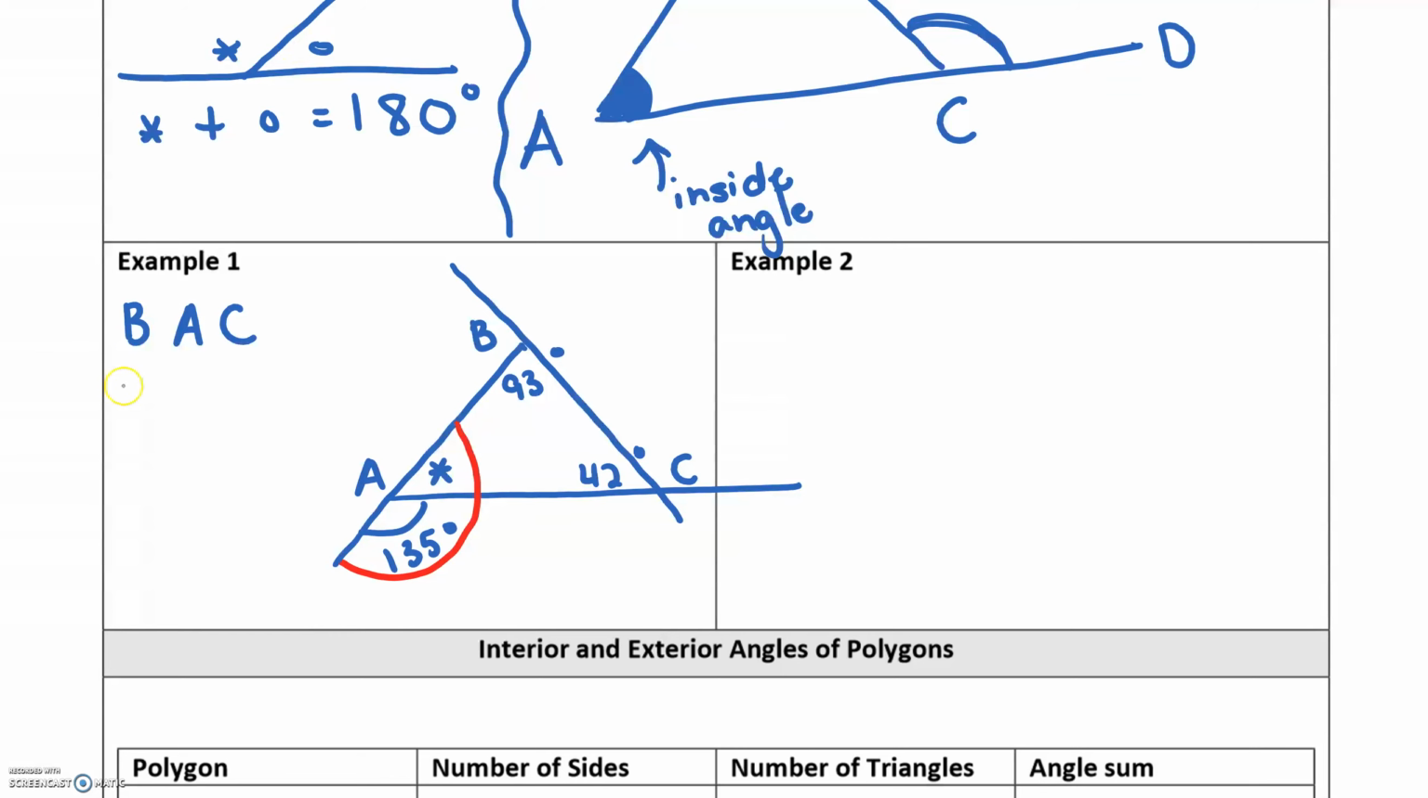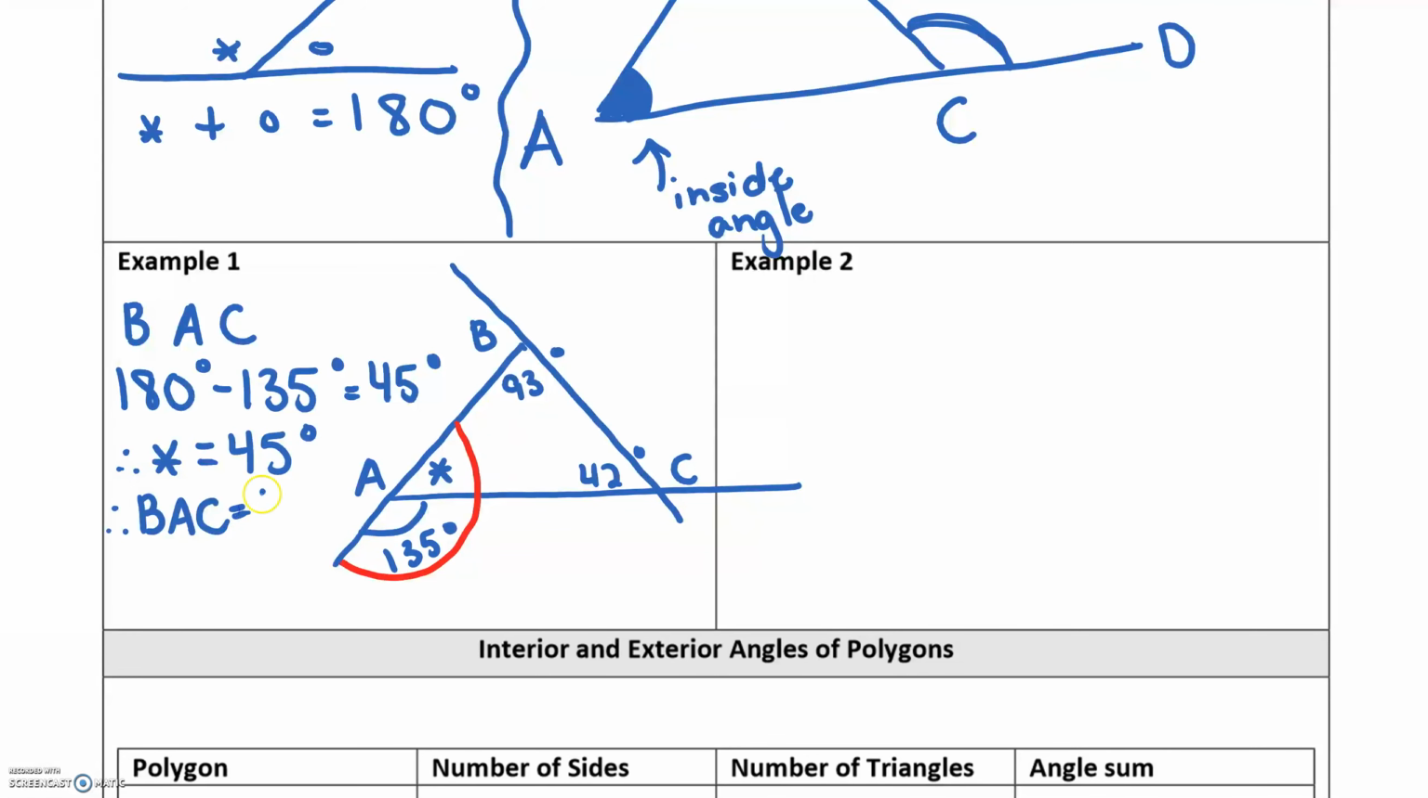So what we're going to do here is we know that a supplementary angle is 180. So we're going to take away the angle that we do know. So if we do that, we know that 180 minus 135 is equal to 45 degrees, which means, therefore, the little star equals 45 degrees, or you can say, therefore, angle BAC equals 45 degrees. Okay? So this is an example of where you have to use the supplementary angle theorem.